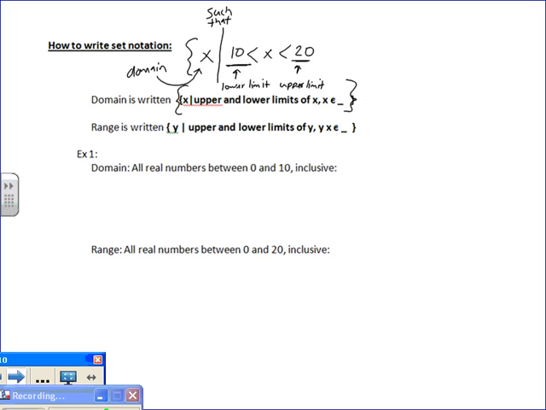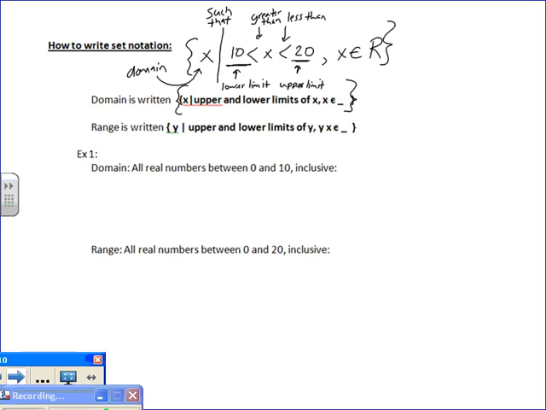So we show the lower limit to the left of x and the upper limit to the right of it, and we use the correct signs there to show greater than the lower limit, and less than the upper limit. So that just tells us the lower and the upper limits. Then we use a comma and we say x is a member of, and then whatever kind of numbers x is. So if x is all real numbers, it's continuous, it's a connected line, we use a capital R. And then we close it with a curly bracket. And then we do the same thing for the range, except we use a y instead of an x, everywhere that you see an x.